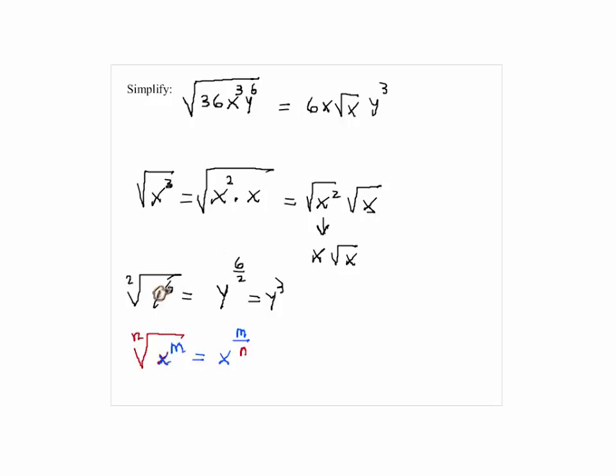So if this number is even, and this is the square root of something, we can always write this as the exponent over 2, and then eliminate the radical. But if this number is odd, like here this number was odd, right? We cannot divide 2 into 3, so I have to separate them into x to the power of 2 and x to the power of 1, and part of this is completely squared, namely x squared, and the other one stays under the radical. Does that make sense?